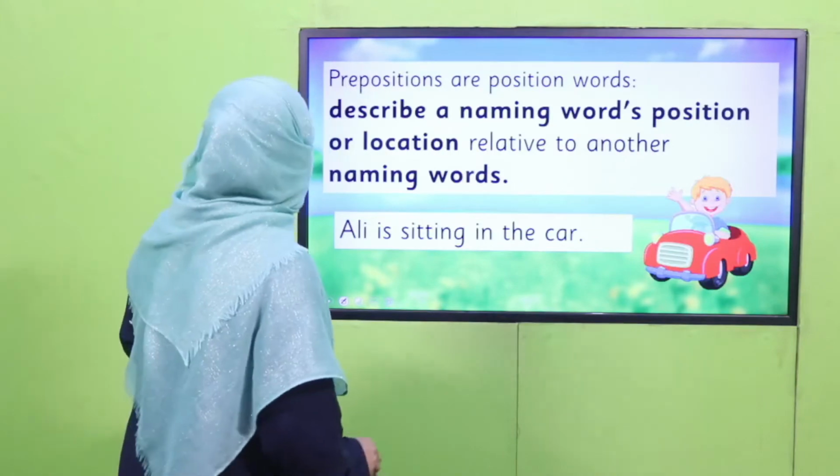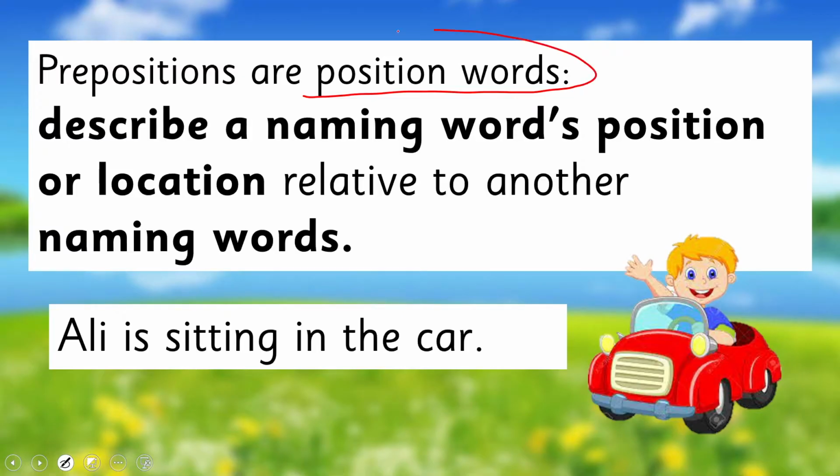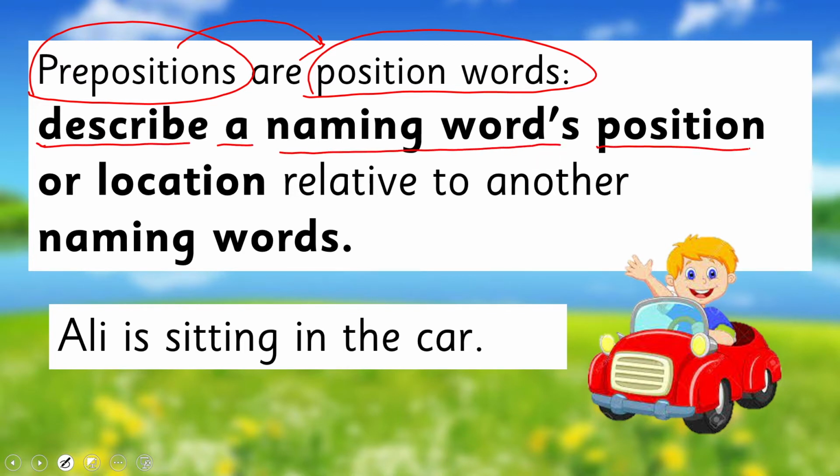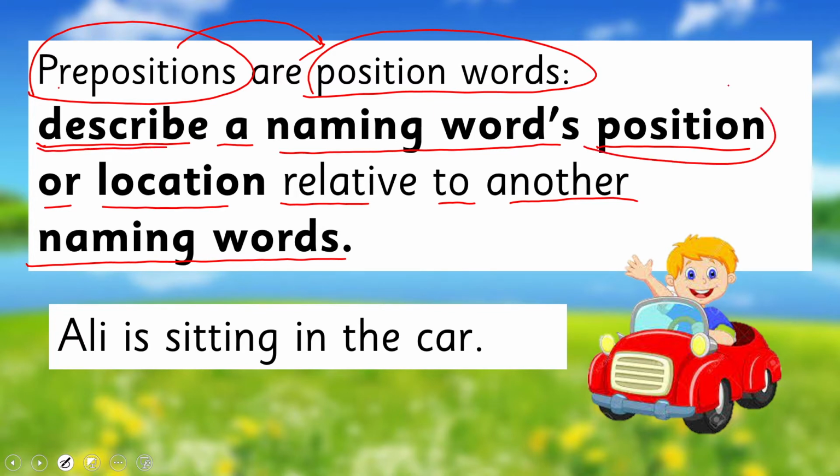And today I'll tell you that these position words, which you already know, are actually prepositions. Prepositions are position words. They describe a naming word's position or location relative to another naming word. Okay, so prepositions or position words describe the position or location of a naming word, in relation to another naming word.